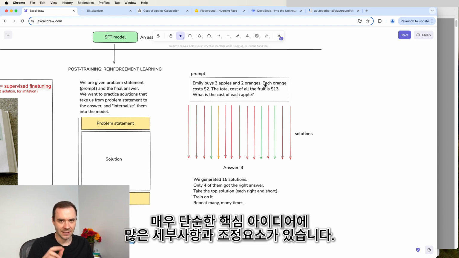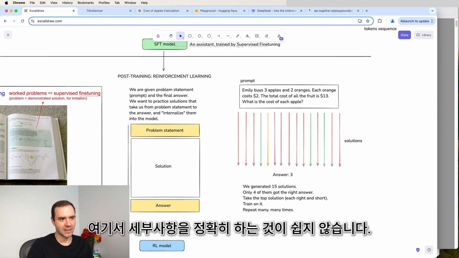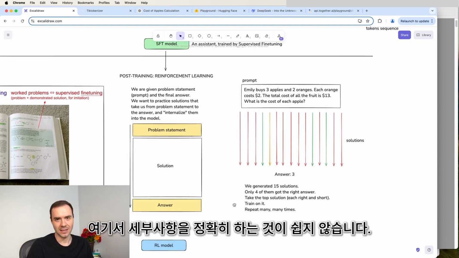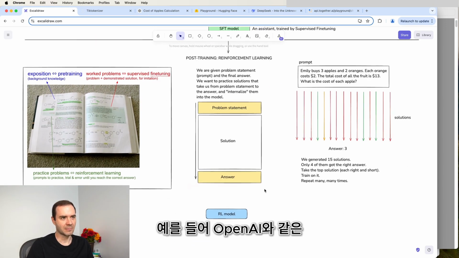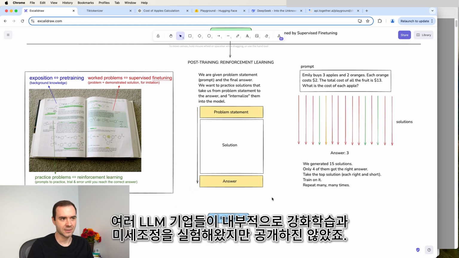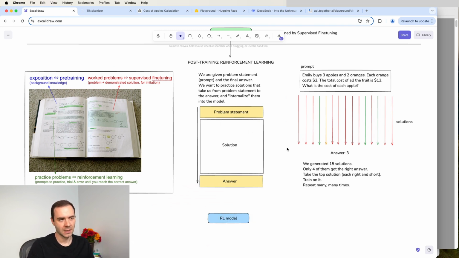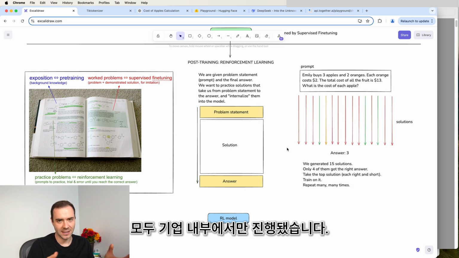So there are a lot of little details and knobs to the core idea that is very, very simple. Getting the details right here is not trivial. A lot of companies, like OpenAI and other LLM providers, have experimented internally with reinforcement learning fine-tuning for LLMs for a while, but they've not talked about it publicly. It's all kind of done inside the company.